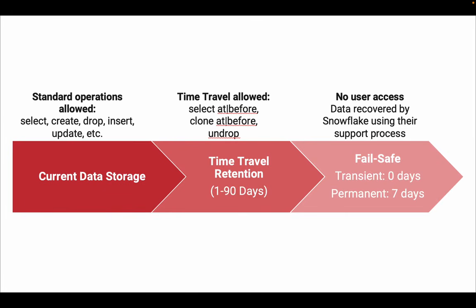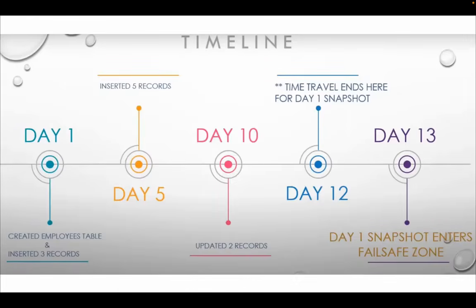Let's now understand when data moves to the failsafe period. Let's say you have created an employee table on day 1 and inserted 3 records. On day 5, you have inserted 5 records. Now on day 10, you have updated 2 records. Now let's say you have set the default retention time period to 12.